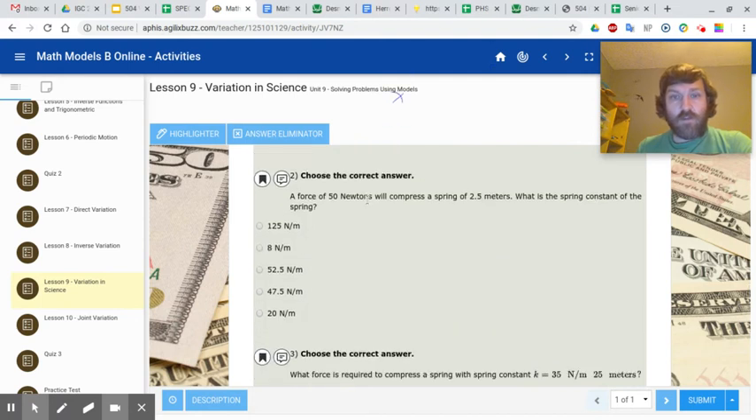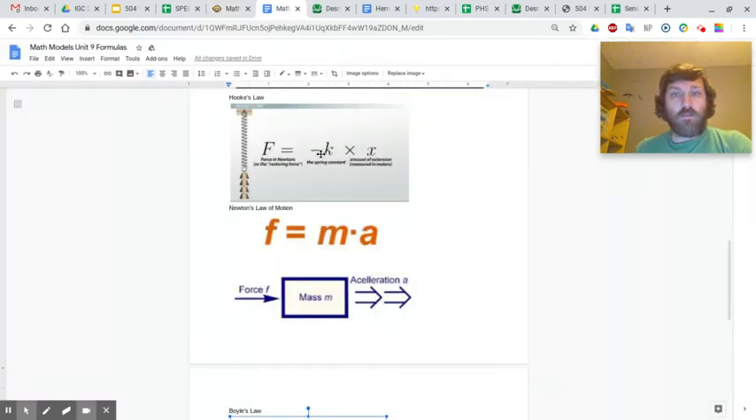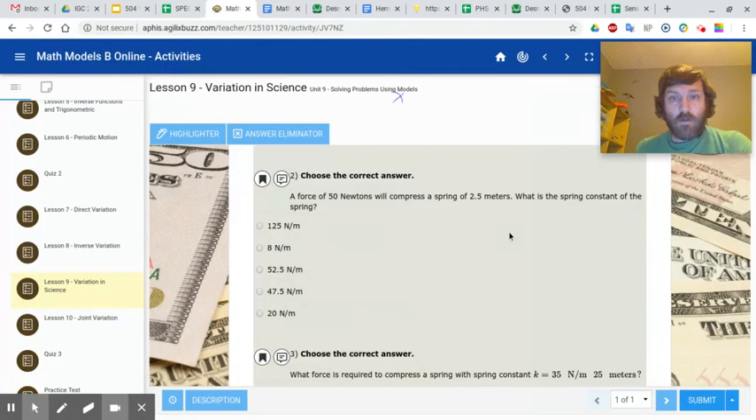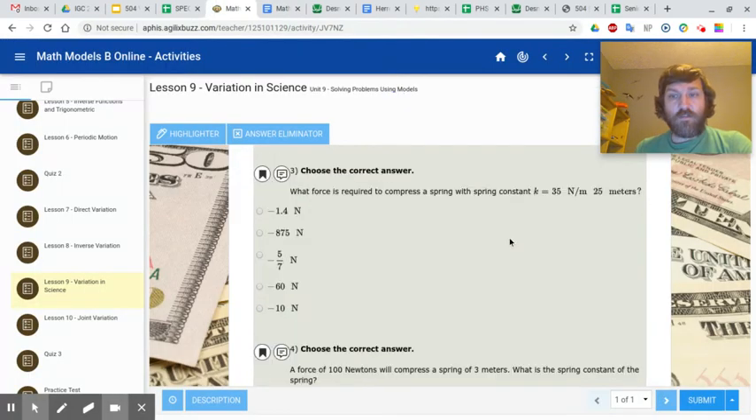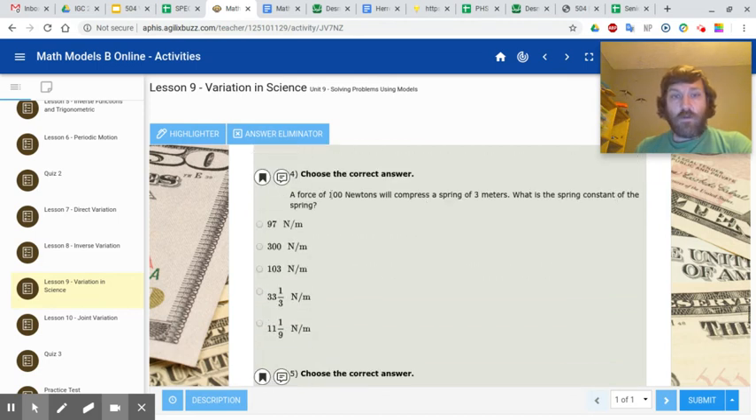And you're going to do it for all of these. So a force of 50 newtons will compress a spring to 2.5 meters. So you have your F and you have your X now, so you solve for K. Always just rearrange the formula so that you're solving for the thing that you're looking for. In this case, we're looking for K. The rest of these are pretty much all going to be like this. You have your K value and your X, so you multiply them. You have your F and you have your X, so you solve for K.